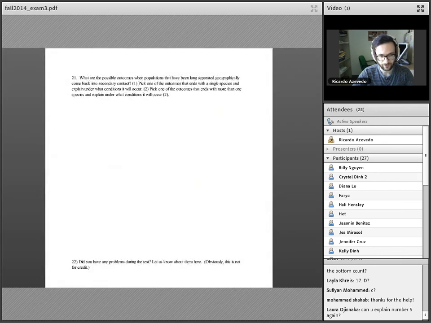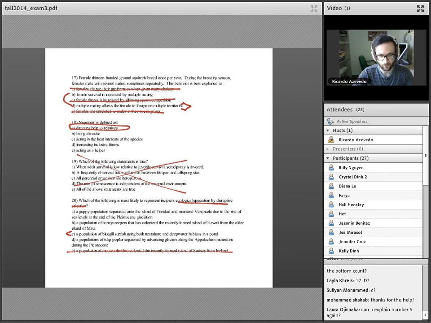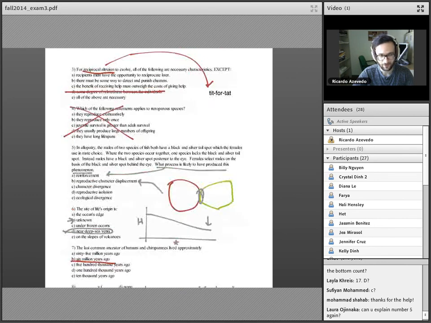Population of honey creepers has colonized the recently formed island of Hawaii. That's a founder, so it's a peripheral isolate, allopatric speciation. Near shore deep water habitats in the pond, glaciers during Pleistocene. That's colonized, so this is also colonized. So I think the most plausible should be C.